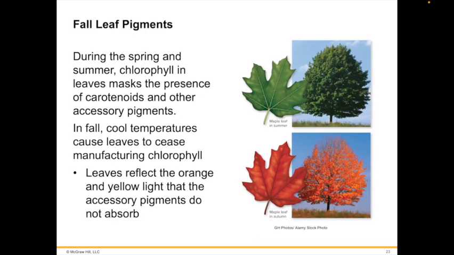So during spring and summer, chlorophyll in leaves masks the presence of carotenoids and other accessory pigments. When cool fall temperatures cause leaves to cease manufacturing chlorophyll, the chlorophyll is no longer present to reflect green light, and the leaves reflect the yellow and orange light that the carotenoids and other pigments do not absorb.